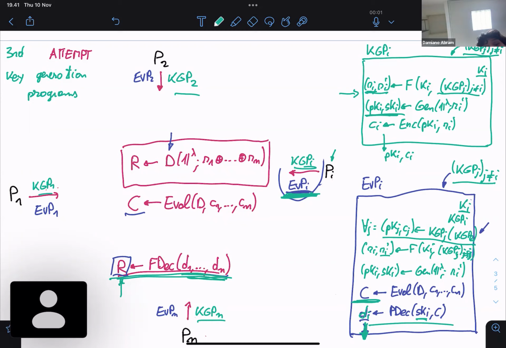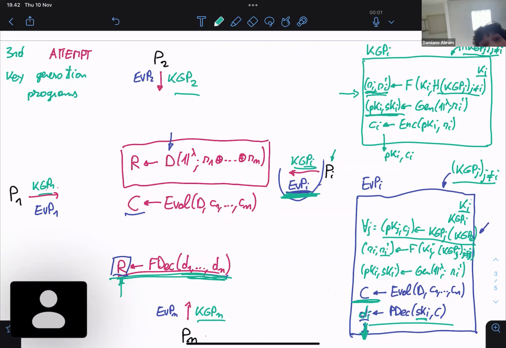The solution to this problem is to use a hash function. Instead of providing KGP_i with the key generation programs of the other parties, we provide it with a digest, and we input the digest into the PRF. The security properties will be the same. If any of the other parties changes its own key generation program, under collision resistance the digest changes, and so the input to the PRF changes. We obtain two independent looking random strings, and so an independent looking key pair.